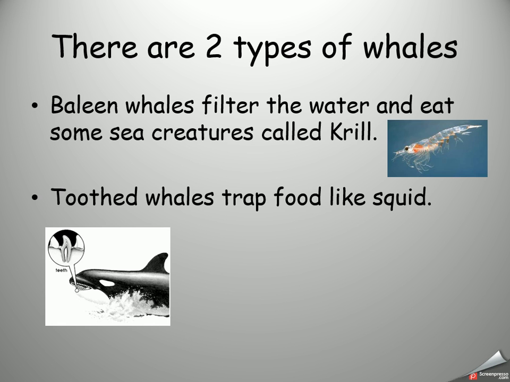Whaling. So we're going to know about hunting whales. But first of all, you've got to know that there are two types of whales. There's the baleen whales, which filter the water and eat some sea creatures like krill. That's krill right there. And toothed whales, which hunt other animals like squid, etc.